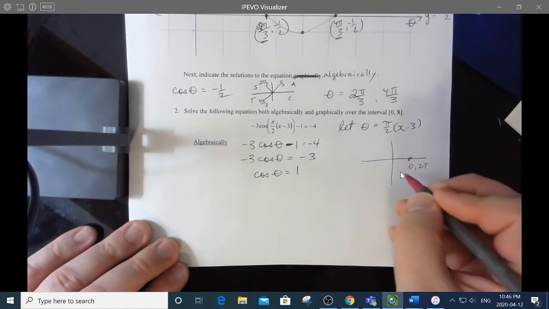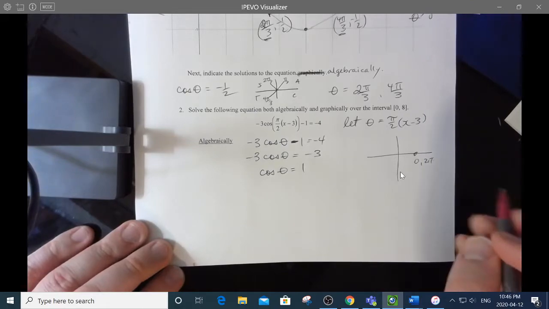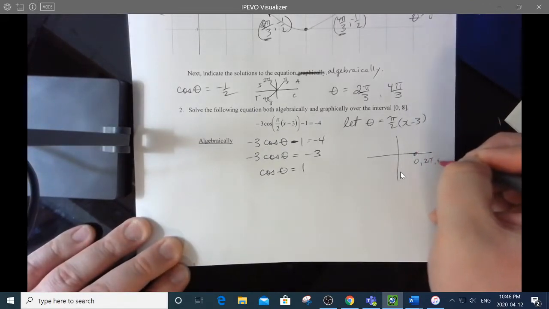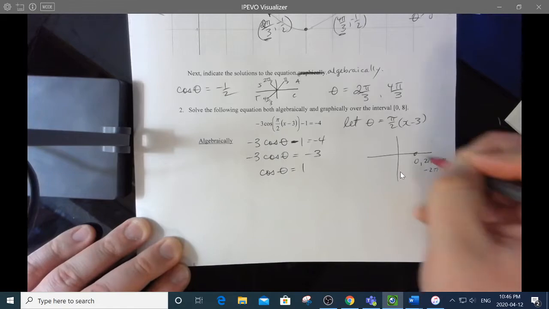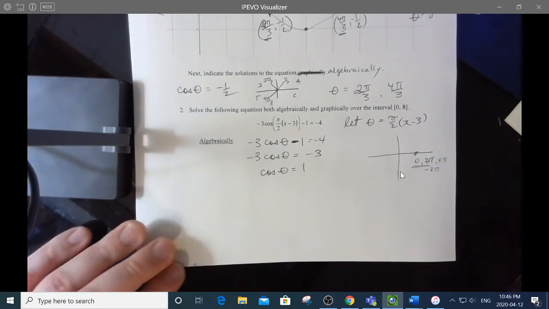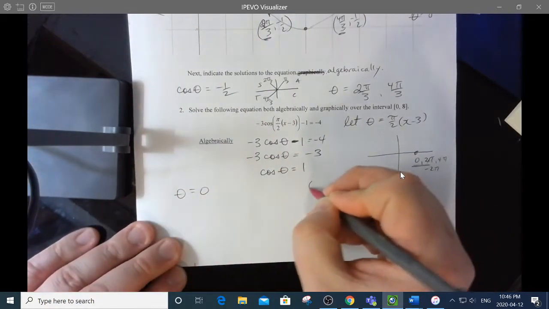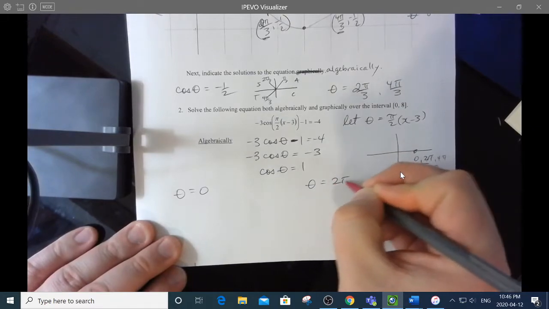And algebraically, I have to solve for those two answers and see if there's any more possible answers. Because remember, this would also be the same place as 4 pi and negative 2 pi, depending on how many times you want to spin around. But I always start with those two. So theta could be 0 or theta could be 2 pi. So I'm going to start with those two answers.